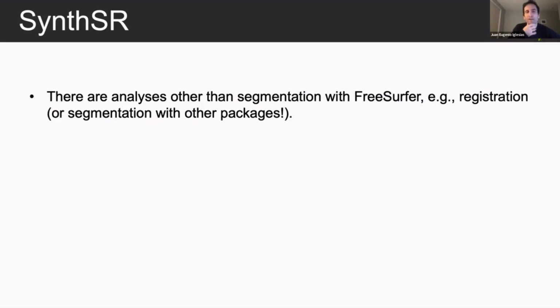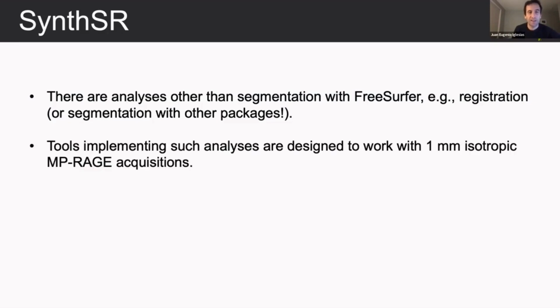Maybe you want to segment with FSL, or you want to register stuff. And there are plenty of neuroimaging tools to run this analysis, right? But they're mostly designed to work with 1 millimeter isotropic scans. And sometimes, like FreeSurfer or FSL, that acquisition has to be actually T1 weighted. For other packages, it doesn't.